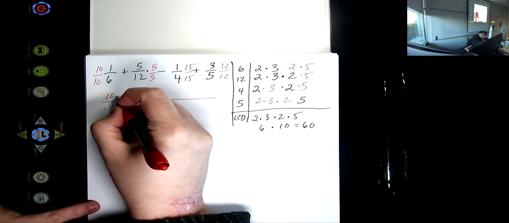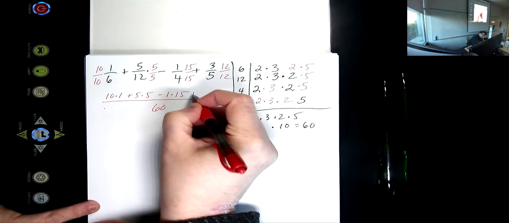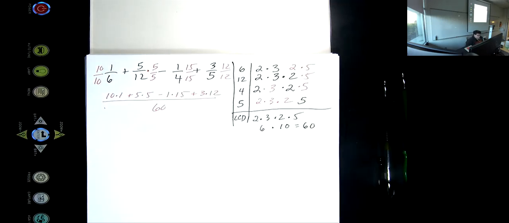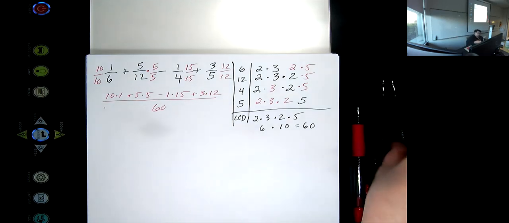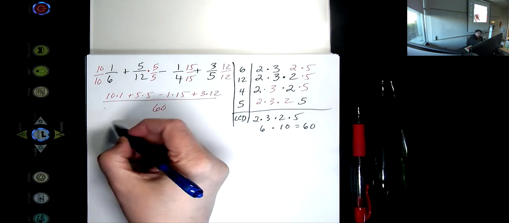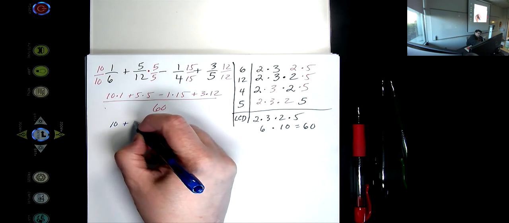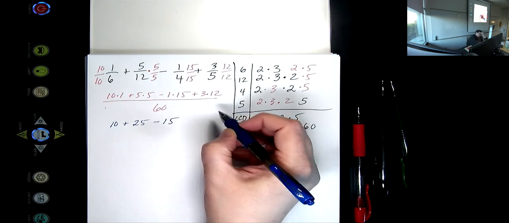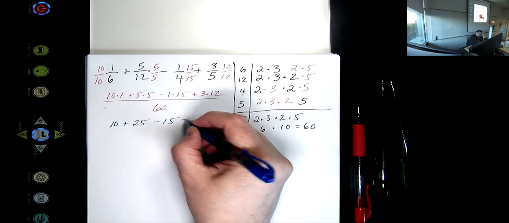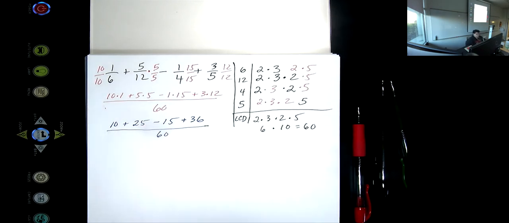So I've got 10 times 1 plus 5 times 5 minus 1 times 15 plus 3 times 12. Here I didn't multiply anything out, I'm just condensing them all into one fraction. So now I'll start cleaning up. 10 times 1 is 10. 5 times 5 is 25. 1 times 15 is 15, that one's a minus. And 3 times 12 is 36. Bottom is all 60.